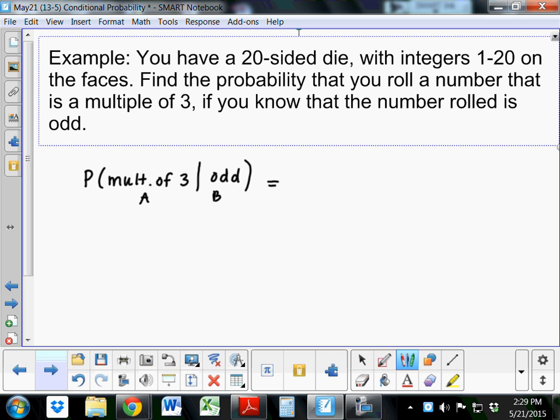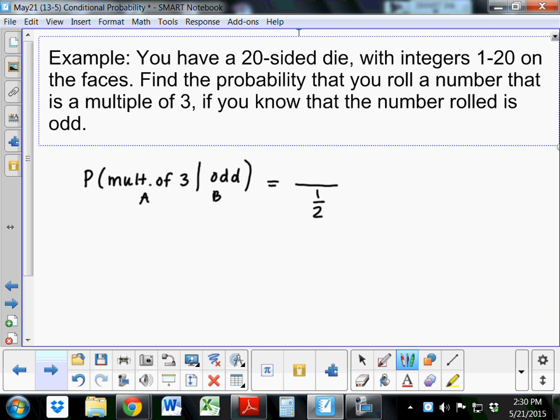Okay, how about this? There's 10 odds on a 20-sided die. How many of them are a multiple of 3? That's the other way of doing it, though. Yep. Nick, we got the bottom. Nick, I got 3/20. Okay.